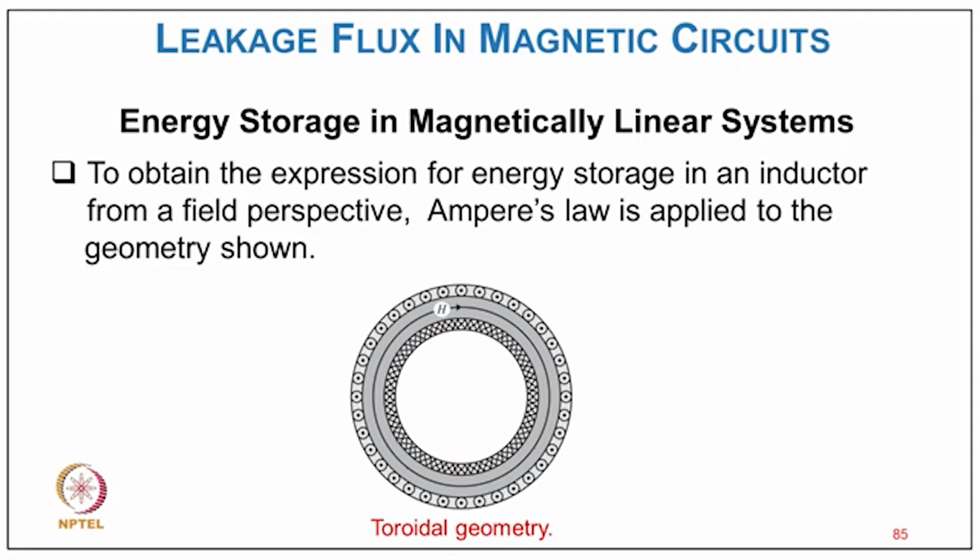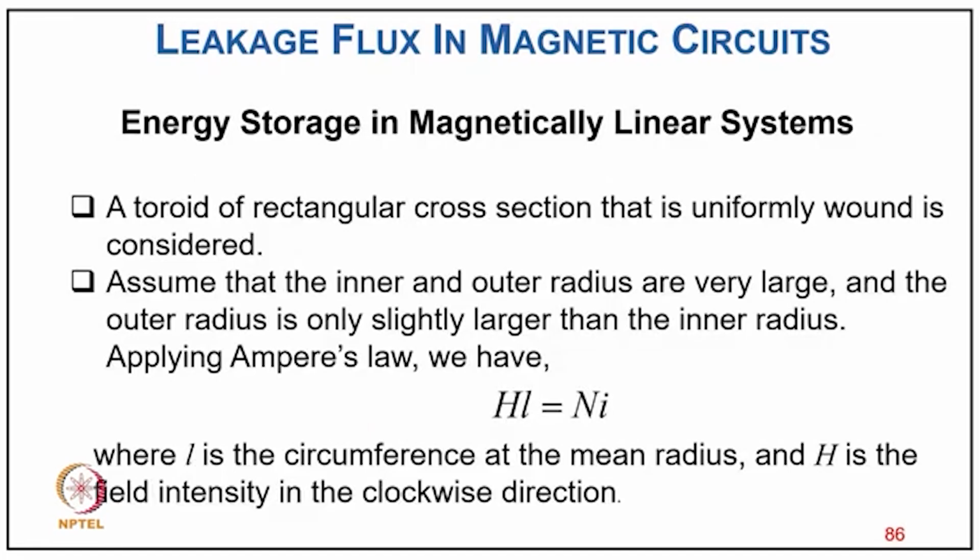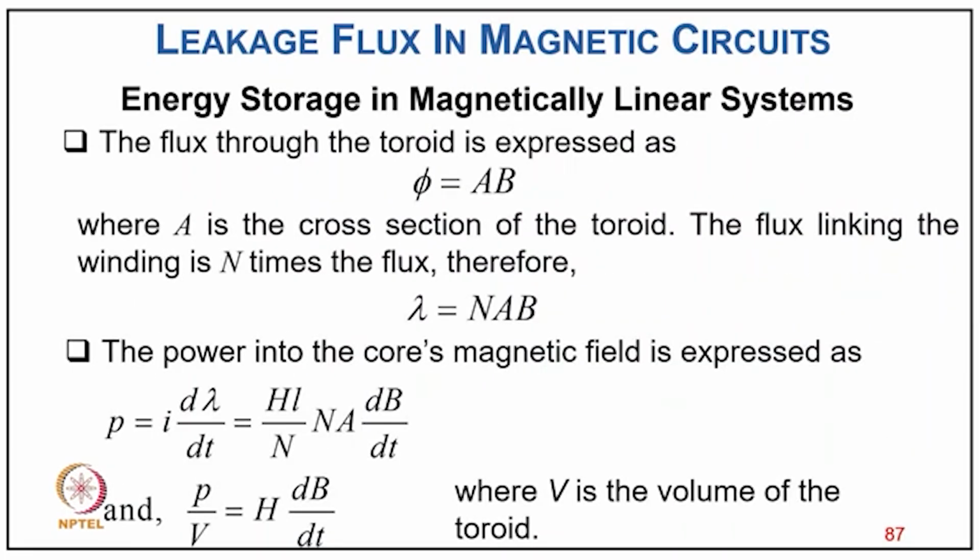So now coming to energy stored in a linear magnetic system. To obtain the expression for energy stored in an inductor from a field perspective, Ampere's law is applied to the geometry shown here, a toroidal geometry. You can call it a toroid of rectangular cross section that is uniformly wound, assuming that the inner and outer radius are very large and the outer radius is only slightly larger than the inner radius. Applying Ampere's law, we have HL equal to Ni, where L is the circumference at mean radius and H is the field intensity in the clockwise direction.